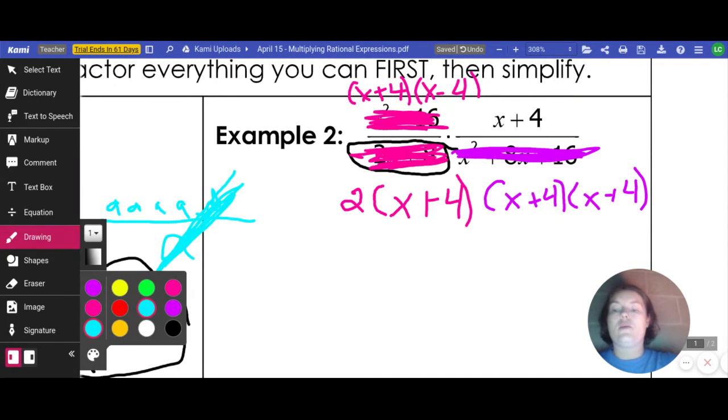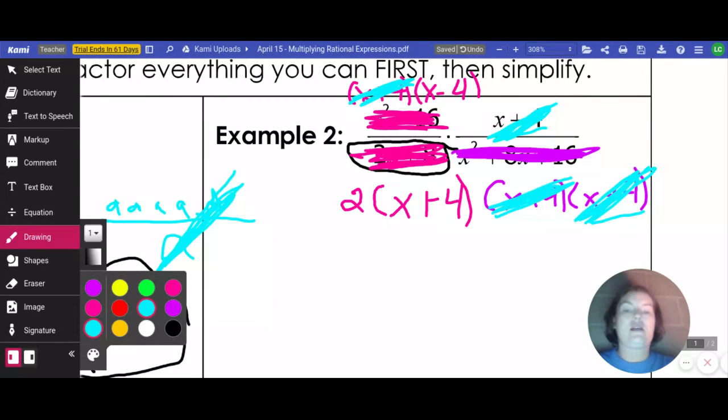So I look at what I've got on top and bottom, and I see that I've got this x plus 4 here and this x plus 4 here. Well, whatever x is, it's going to make those two cancel out because it would equal 1. So I can cross out these because they are canceling each other out. Now I see I have an x plus 4 on bottom and another x plus 4 on top, so I can cancel out these x plus 4s.